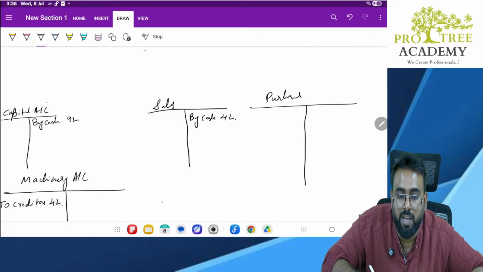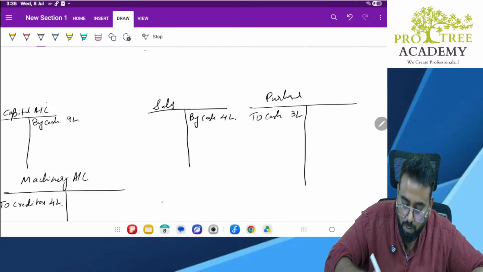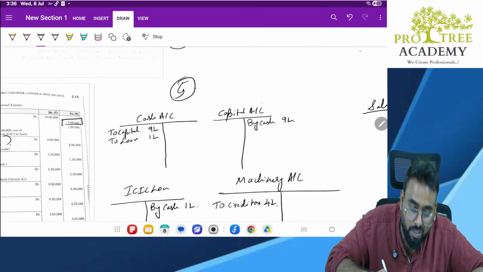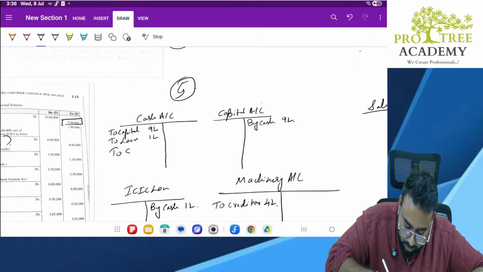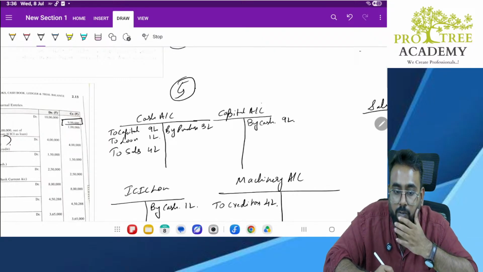So what is the entry? Purchase account debit to cash account. To, now these 2 will again come in cash account also. Now what is the entry? To sales 4 lakh, by purchases 3 lakhs. Correct? Everybody is following?